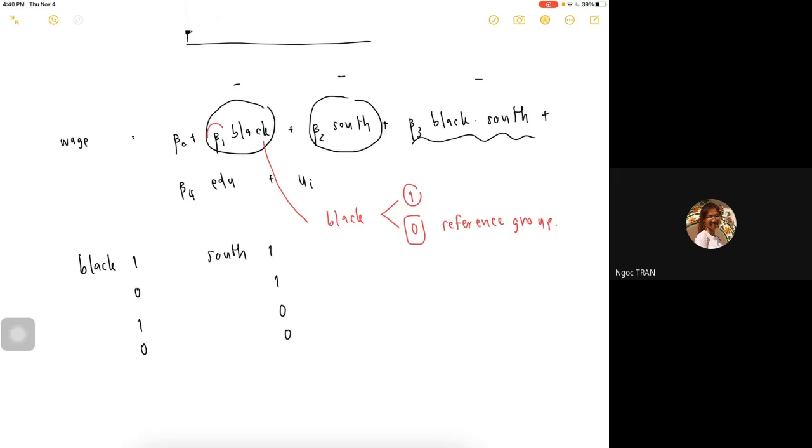So if your beta 1 is negative, for example, in this case, black is minus 74, it means that black people will have lower wage than white people. So you have to compare your result with the reference group. And the same, because the south dummy variable here is also negative, equal to minus 63. It means that people who are living in the south part of the United States are more likely to have lower wage than people who live in any other parts of the United States.